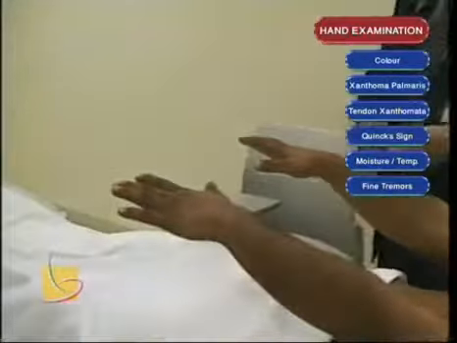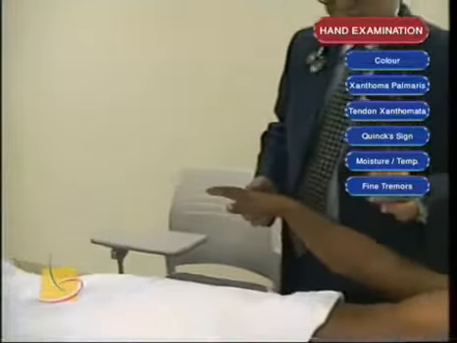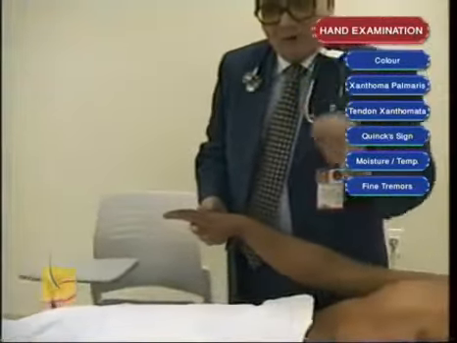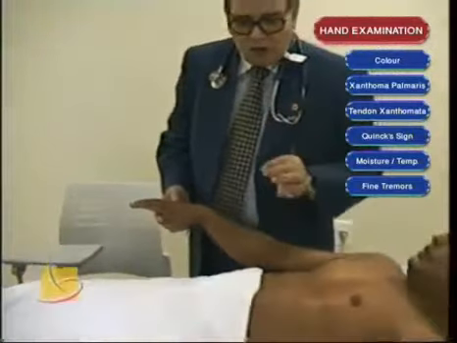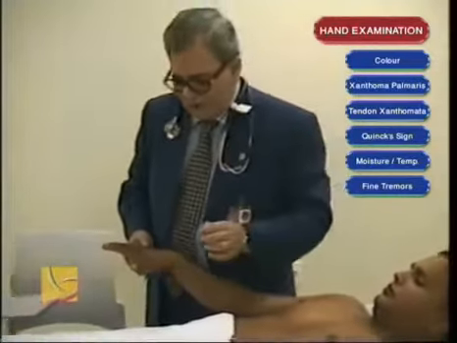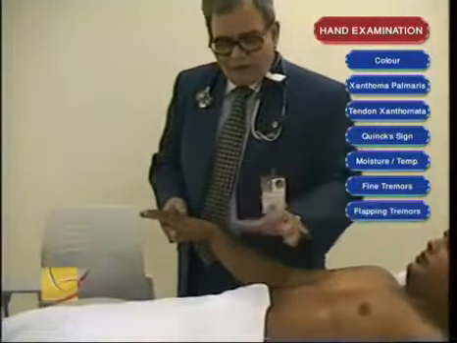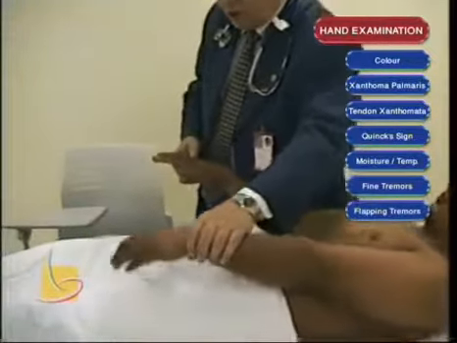And again, as I mentioned, fine tremors may indicate thyrotoxicosis, which is very important in the cardiovascular system because it has some cardiovascular complications, like thyrotoxic heart disease and heart failure. Then we have to look at flapping tremor, if the patient has flapping tremors or not.